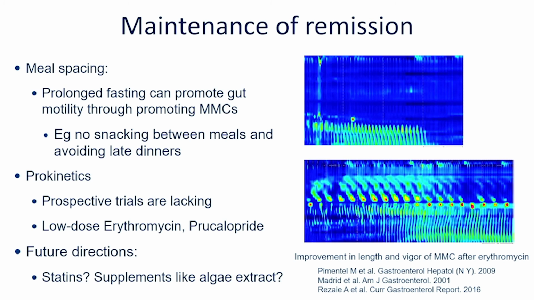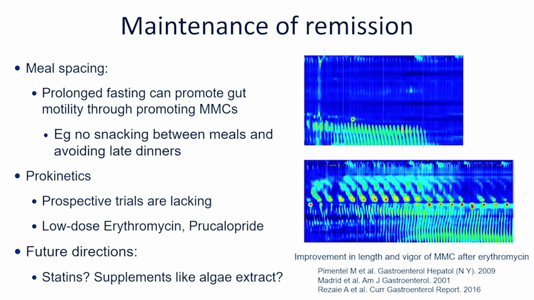Another way to help is meal spacing. And as we mentioned before, this is based on promoting those migrating motor complexes and making sure your gut motility, we're trying to help it as much as we can. So prolonged fasting, we know that it can promote gut motility through promoting the migrating motor complexes. And one way to help promote this is to try to space out meals and not really snack in between meals. And ideally, it would be for 4.5 hours or more to help trigger them.